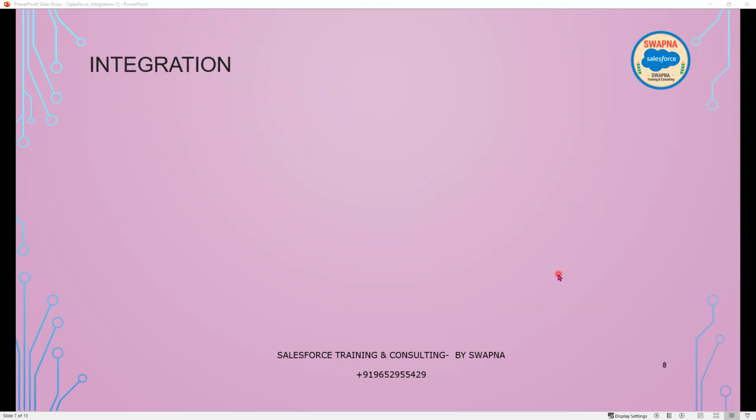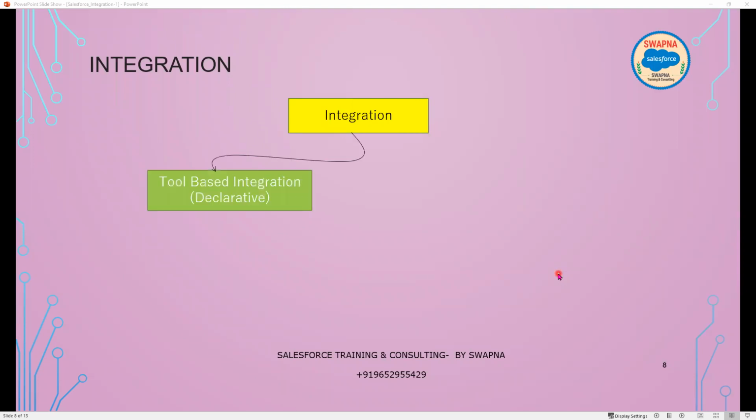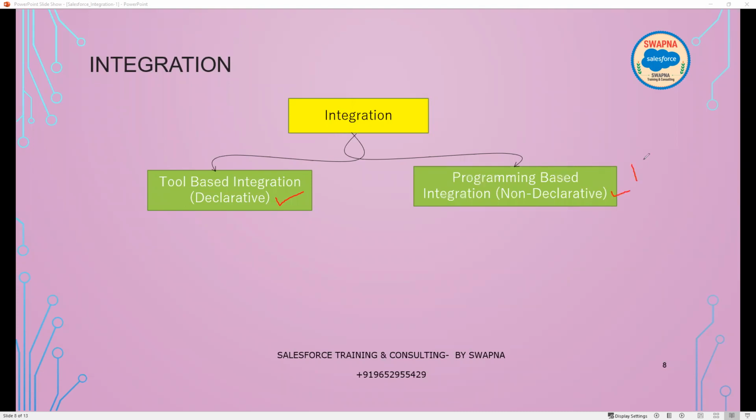Now, integration is divided into two types. The first one is called tool-based integration, and the second one is called programming-based integration. Tool-based integration is declarative, we need not do anything. Programming-based integration is non-declarative, where the developers have to write some logic.